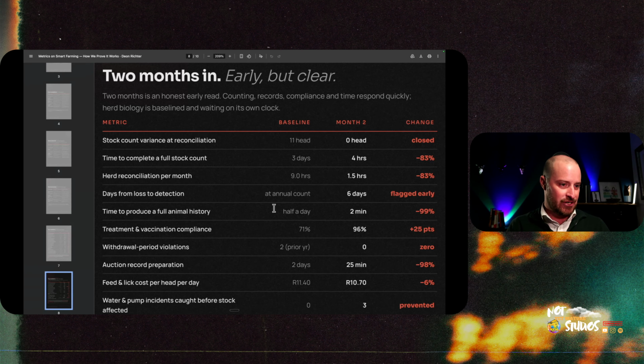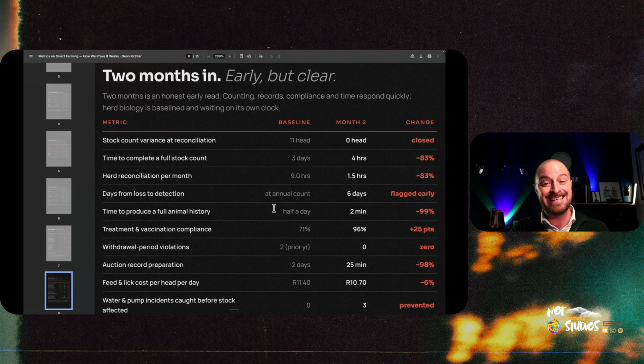Herd reconciliation per month used to take 9 hours. It's now 1.5 hours. Days from loss to detection, they usually only did that at an annual count. Now they can do that in 6 days. Time to produce a full animal history used to take half a day with all the collective data. Now it's 2 minutes. Treatment and vaccination compliance used to be 71%.